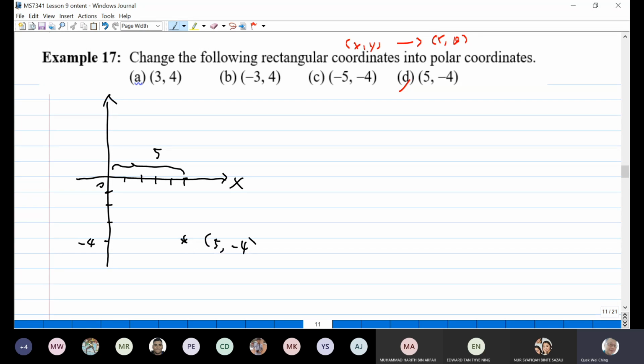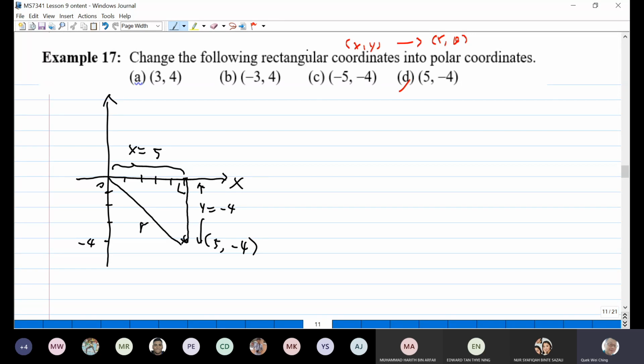5, -4. So we can join the origin. This is a right angle triangle. So your y is minus 4 here, so this is y equal to minus 4. Your x equal to 5. And distance from origin is r here, always positive.